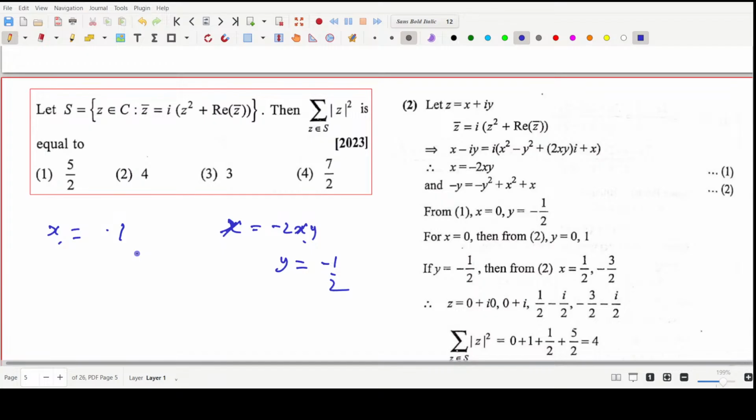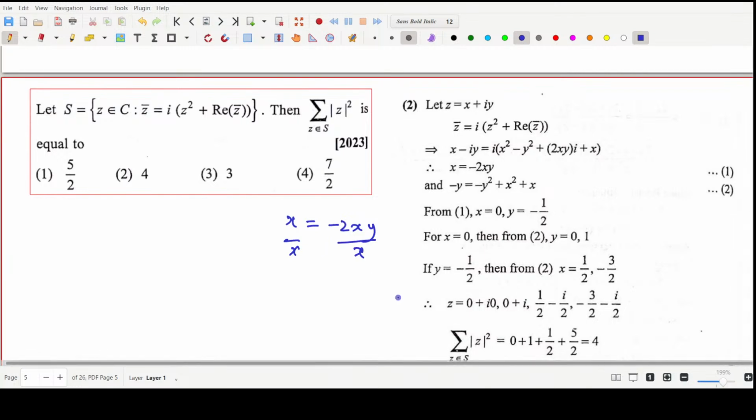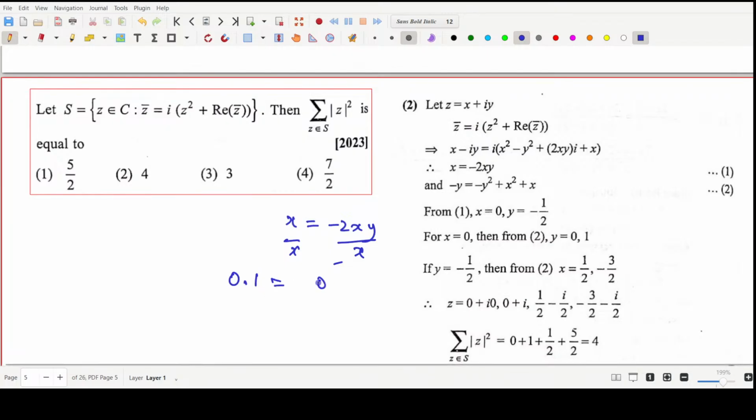When you are cancelling x and x, that automatically means x is not equal to 0. Cancelling x means dividing by x on both sides. But when x equals 0, you cannot cancel. For example, 0 into 1 equals 0 into 4, but that doesn't mean 1 equals 4. You can cancel only as long as x is not equal to 0. If it is 0, it doesn't work.